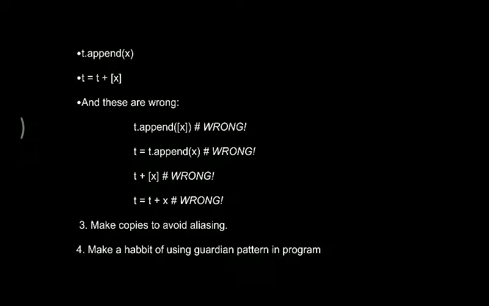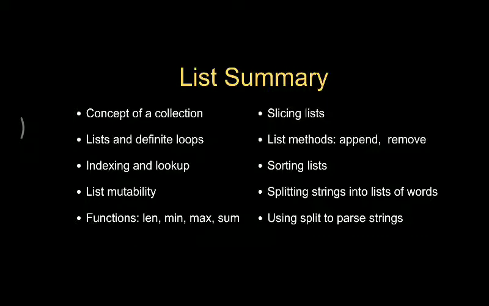Make copies to avoid aliasing. Make a habit of using the guardian pattern in programs. So we are coming to the end of this list chapter. Summary of what we have learned in this list chapter: the concept of a collection, lists and definite loops, indexing and lookup, list mutability, and functions. There are a few functions we have discussed for lists: length, min, max and sum, slicing lists, and list methods. A few of the methods: append, remove, sorting lists, splitting strings into lists of words, using split to parse the string. Thank you.